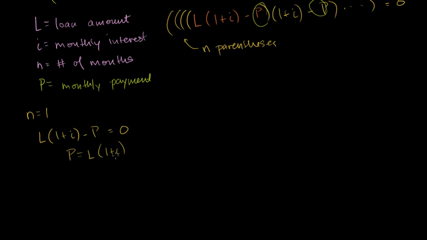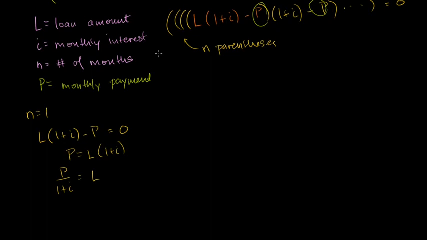Or if you divide both sides by 1 plus i, you get p over 1 plus i is equal to L. And you might say, hey, you already solved for p. Why are you doing this? And I'm doing this because I want to show you a pattern that'll emerge.